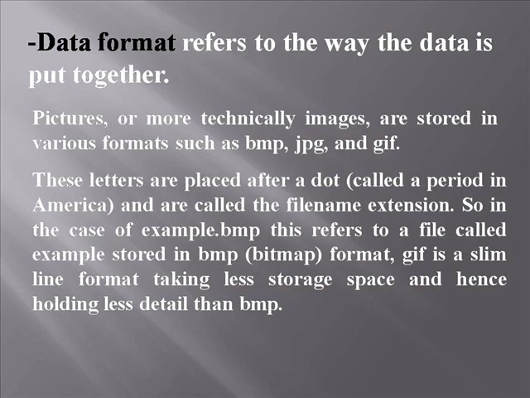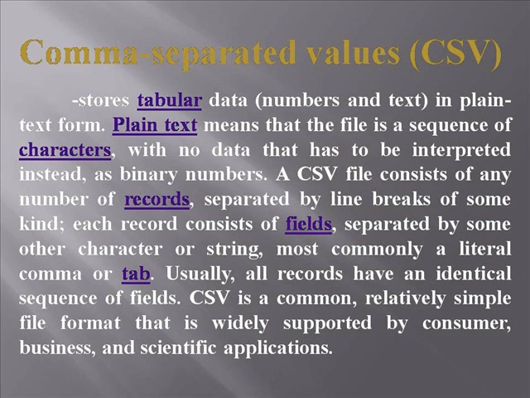Comma separated values are the CSV. CSV files store tabular data, numbers and text, in plain text form. Plain text means the file is a sequence of characters with no data that has to be interpreted and saved as binary numbers. A CSV file consists of any number of records separated by a line break of some kind. Each record is made of fields separated by some other character or string, most commonly a literal comma or tab. Usually, all records have an identical sequence of fields.